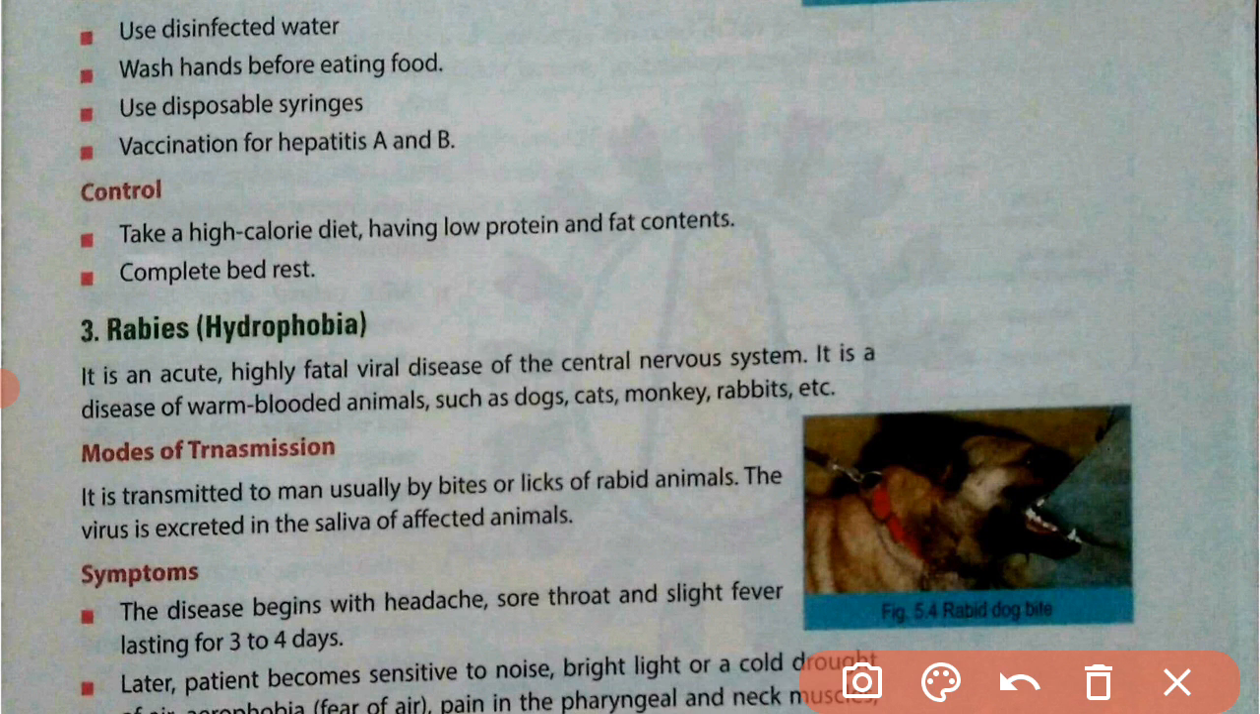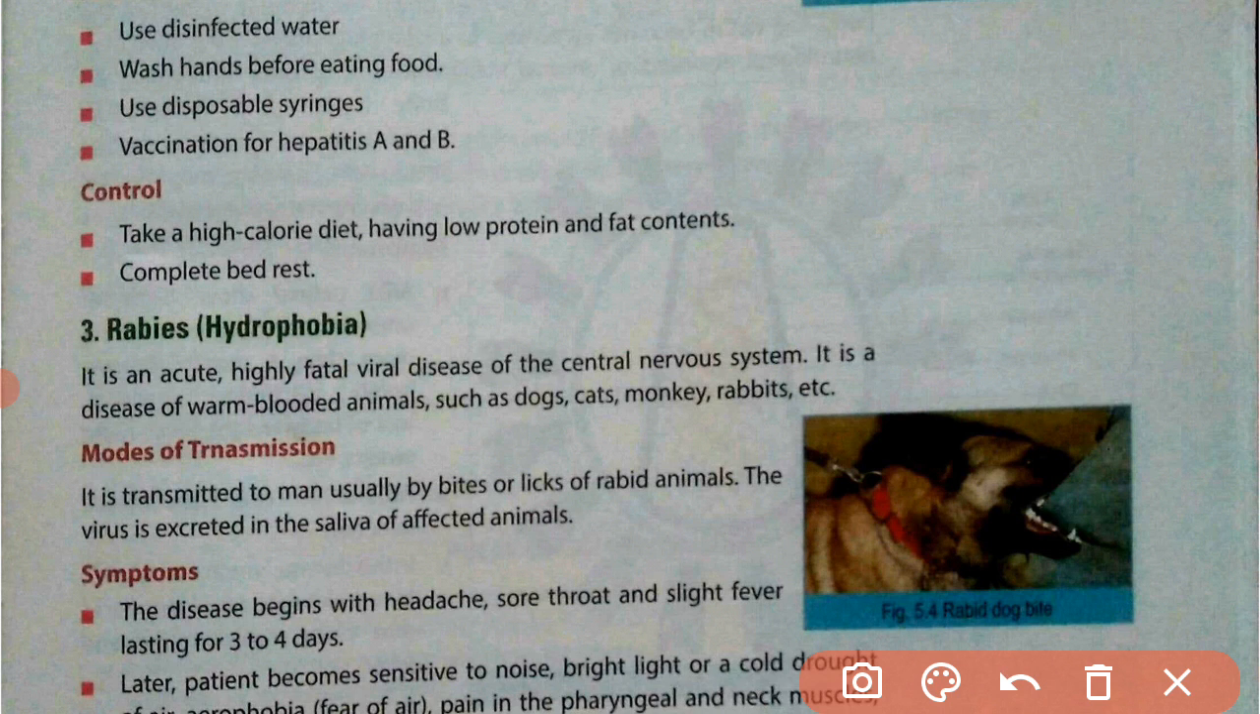The chances of death are very high in this case. It is a viral disease, and it affects the central nervous system of that person. It is a disease of warm-blooded animals, not only in humans, but it can occur in warm-blooded animals like dogs, cats, monkeys, rabbits.